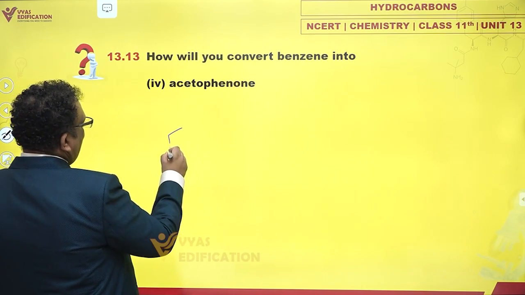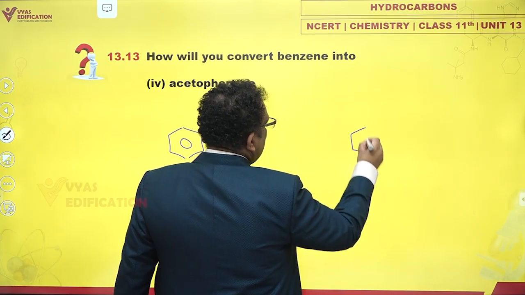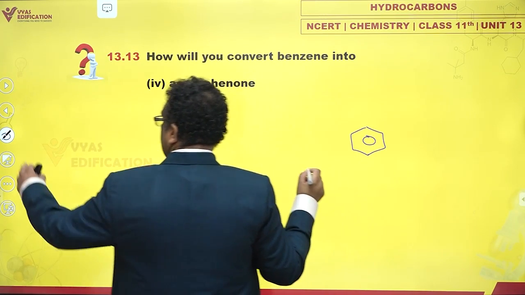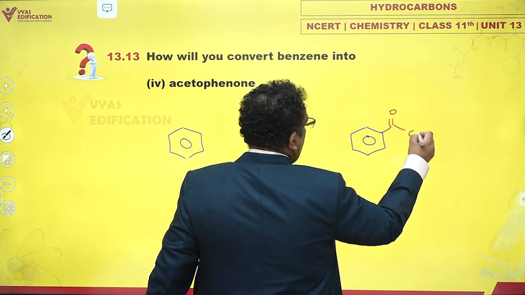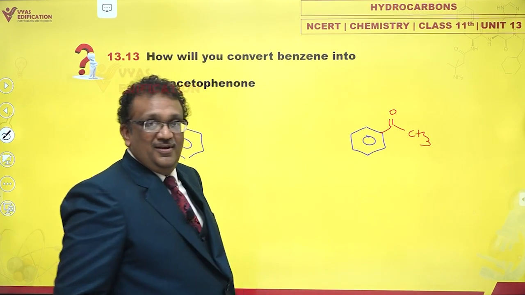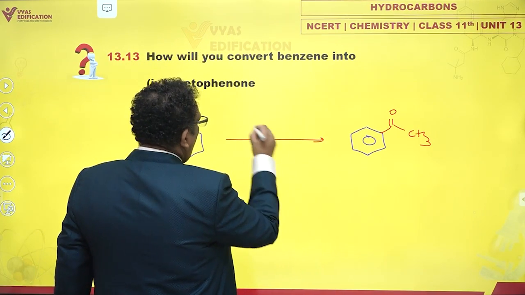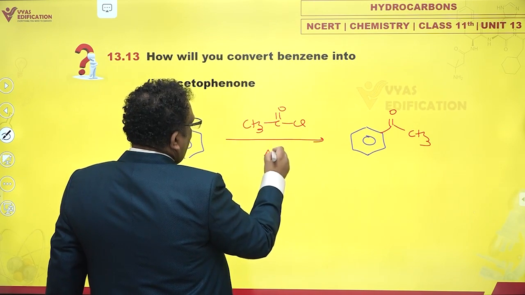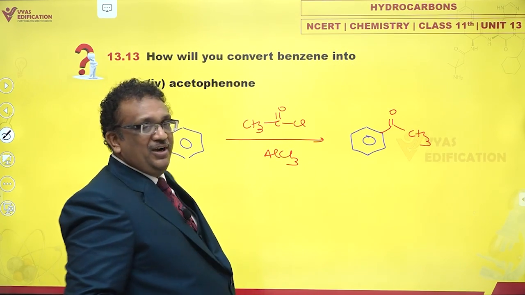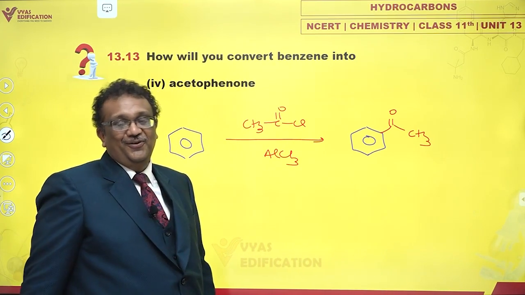Somebody wants to convert benzene into acetophenone. Now, if you want to convert benzene into what is popularly called acetophenone, the group is CH3CO. You should use acetyl chloride with AlCl3, the classic Friedel-Crafts acylation. One step, direct, and you get acetophenone.